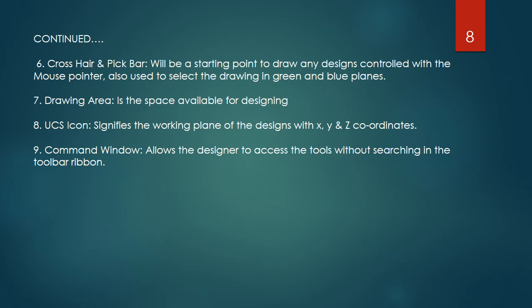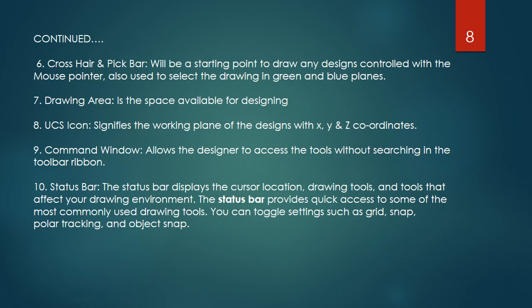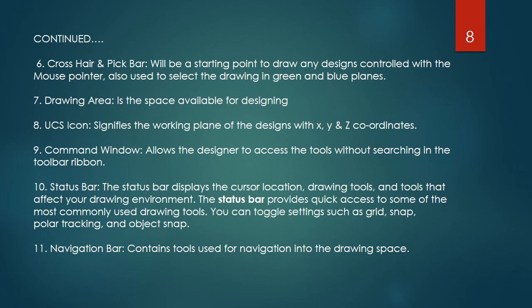The command window allows the designer to access the tools without searching in the tool ribbon. Status bar. The status bar displays the cursor location, drawing tools, and the tools that affect your drawing environment. The status bar provides quick access to some of the most commonly used drawing tools. You can toggle settings such as grid, snap, polar tracking, and object snap. Navigation bar. It contains tools used for navigating inside your drawing space.